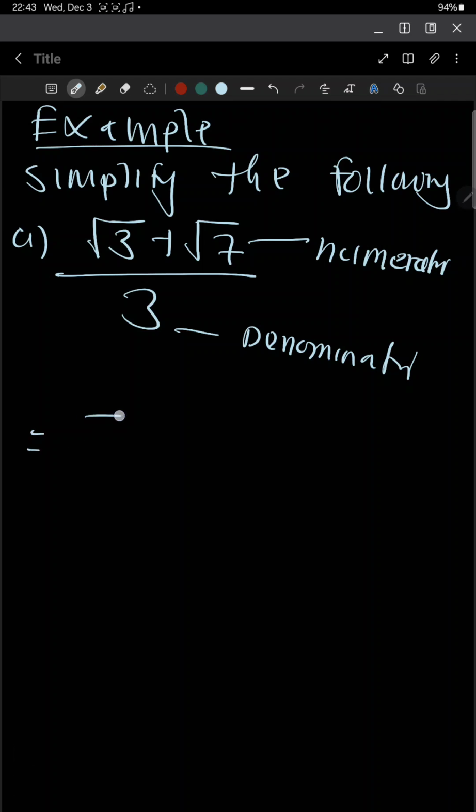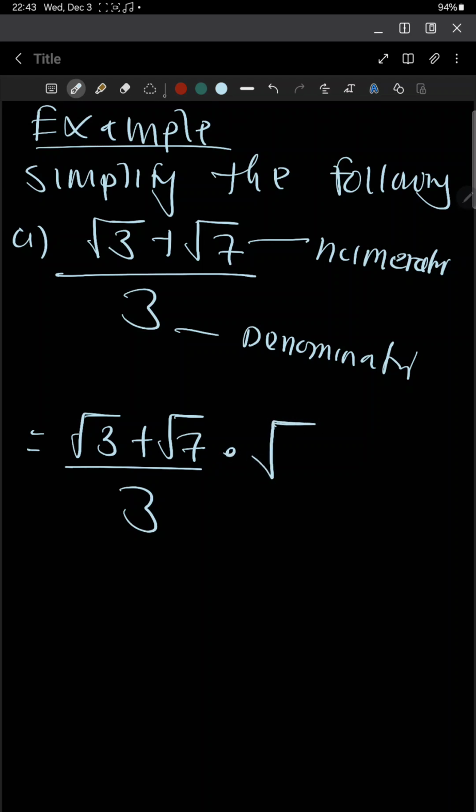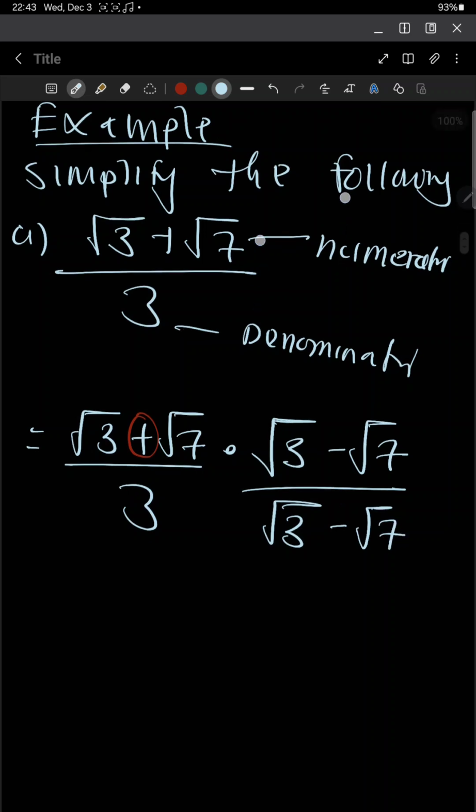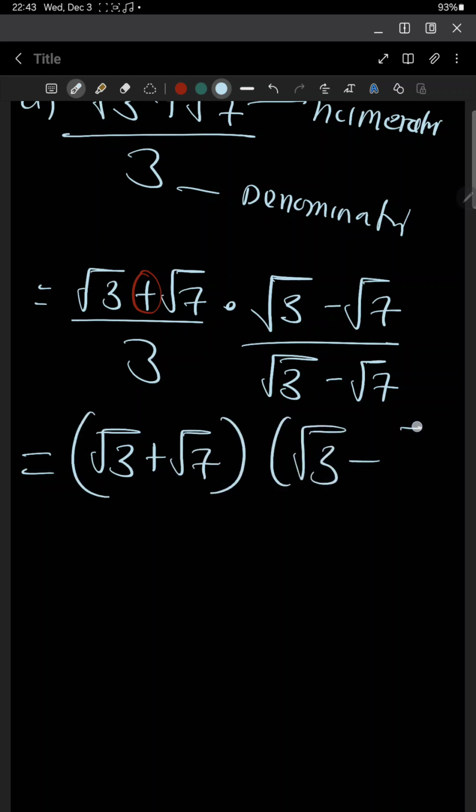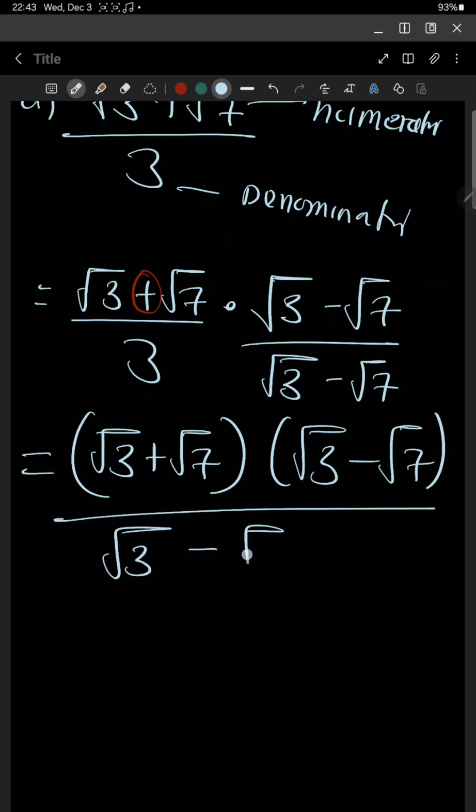So it will be square root of 3 plus square root of 7 divided by 3. We'll rationalize the numerator. What will change is on this part. Since it is positive, it will change to negative, so it will be square root of 3 minus square root of 7. Like what you do on the numerator, you should also do on the denominator. After that, you simplify. So it will be square root of 3 plus square root of 7, and also square root of 3 minus square root of 7, divided by square root of 3 minus square root of 7 times 3.